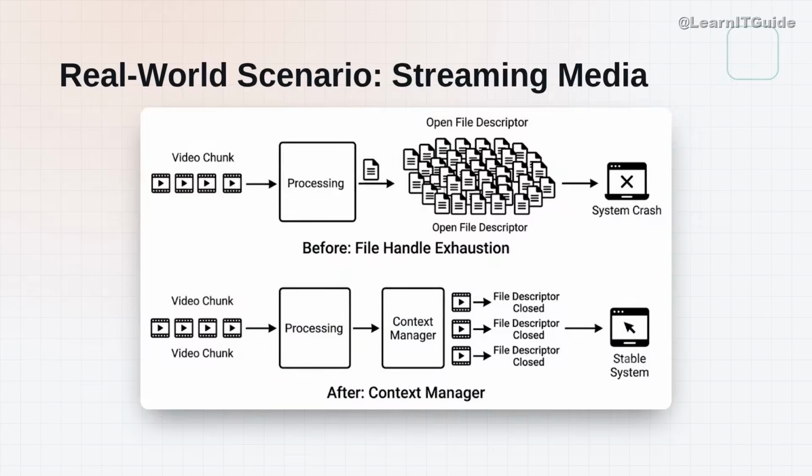Let us talk about a real-world scenario. A media streaming company was struggling with their transcoding pipeline. They were processing thousands of video chunks every minute, and their system kept crashing due to file handle exhaustion. By implementing a context manager for every chunk, they guaranteed that each file was closed immediately after processing. This simple architectural change saved the production uptime during their biggest live premiere event of the year.